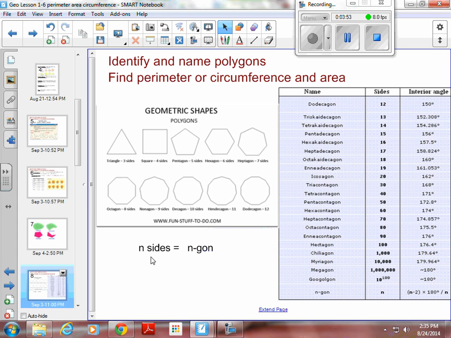And so an n-sided figure is an n-gon. These are your regular ones you usually deal with, so triangle, square, pentagon, hexagon, heptagon. These are the ones you're going to need to know. Up to 12 is probably a good idea to know for any kind of quiz or test that you're going to see at this level.